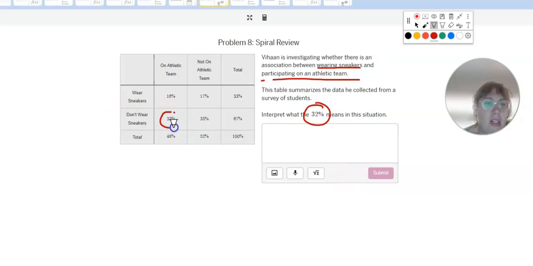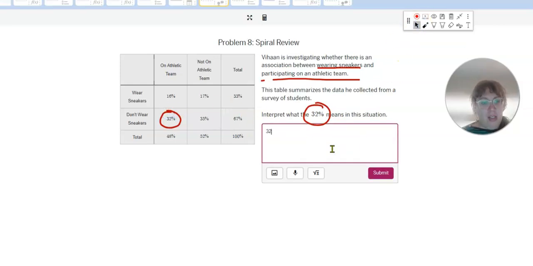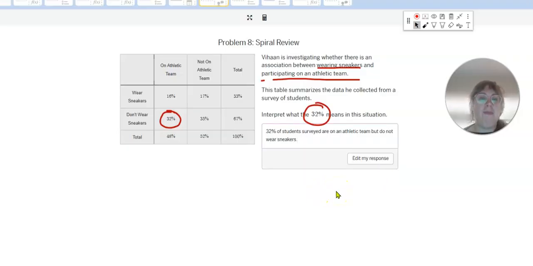So here's our 32%. So it looks like 32% of students surveyed are on an athletic team but do not wear sneakers. Beautiful. We see that, yeah, they're connected to not wearing sneakers, but also they're on an athletic team. So there's our two-way frequency table.